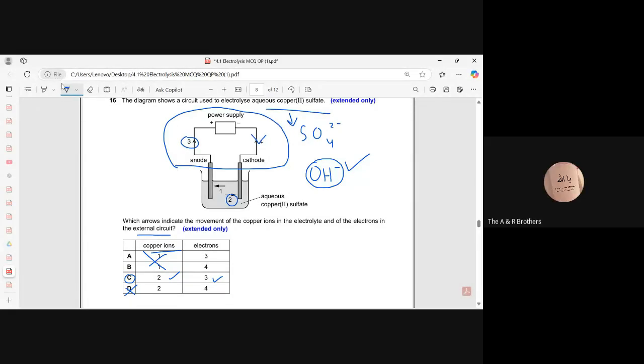So even if it's dilute? It is for dilute and concentrated both, but the only rule that changes the product at the anode is that if you have a concentrated halide solution and you also have hydroxide ions present within the electrolyte, then only the halide ions are going to be discharged. Thanks. Let's move on to the next one.